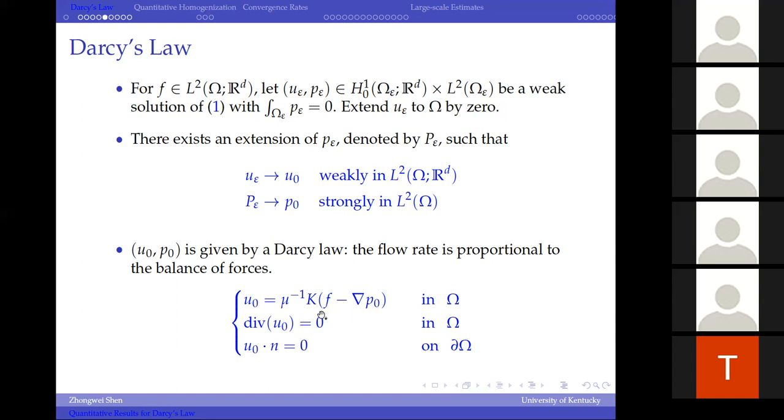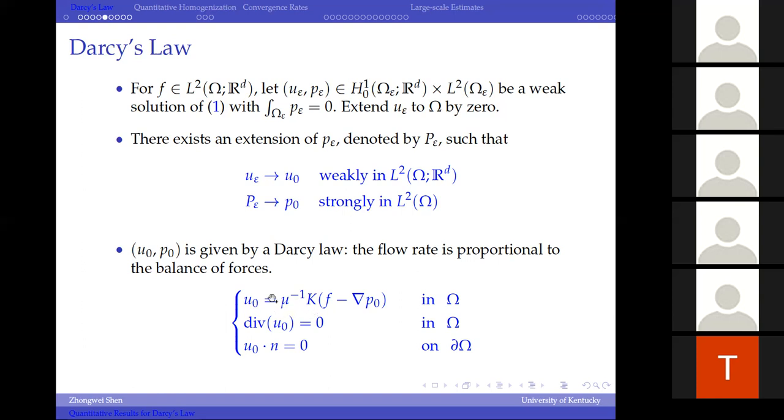So you have a force F given in the right-hand side. The gradient of the pressure also generates a force. The capital K here is a symmetric positive matrix, which I'm going to describe in the next page. And mu is the viscosity constant here.